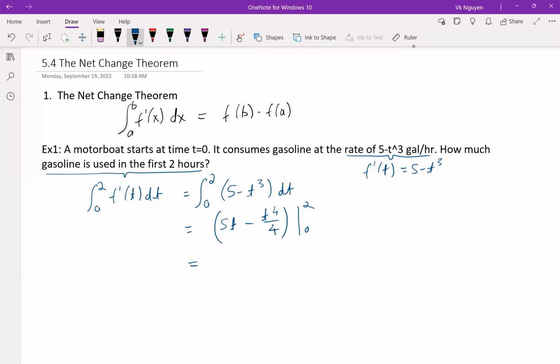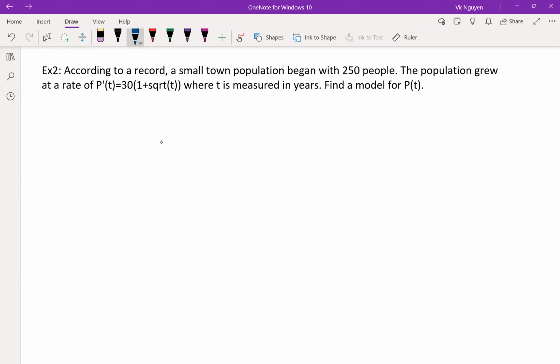Now do the substitution and we have 5 times 2 is 10. 2 to the 4th is 16, 16 divided by 4 is 4. When we sub in 0, we get 0. The answer is 6.